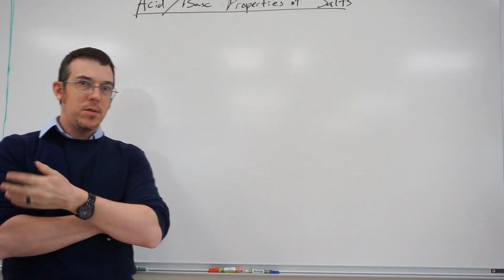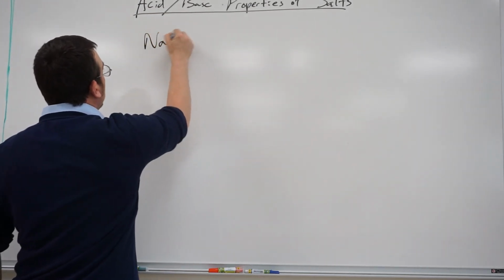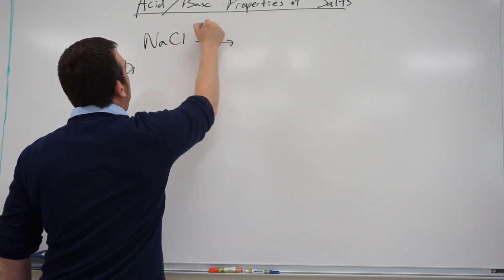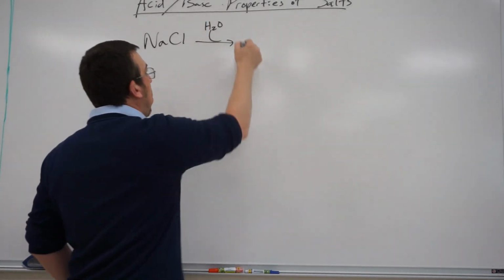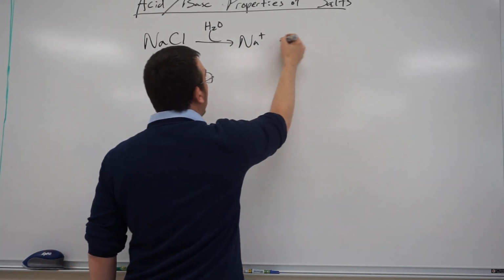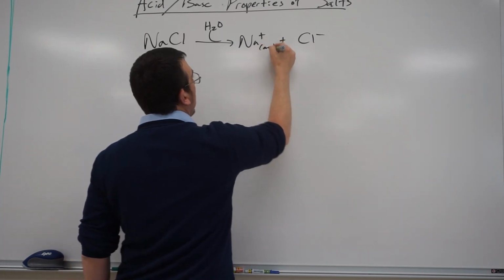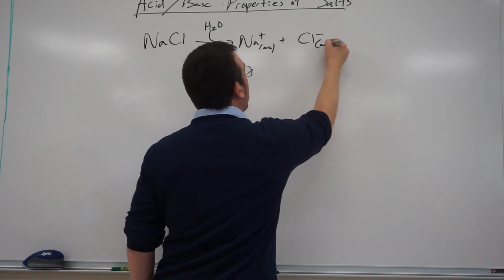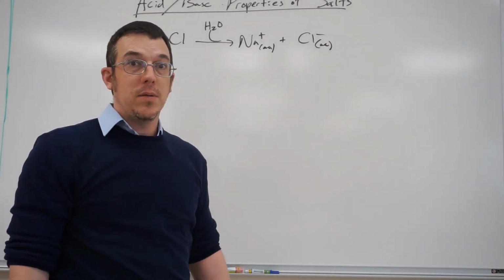So, when we take sodium chloride, for example, and we put sodium chloride into water, we understand that the sodium breaks down to sodium ion, and then the chloride breaks down to Cl minus. Now, the big question we have here: do those two ions affect the pH of a solution?